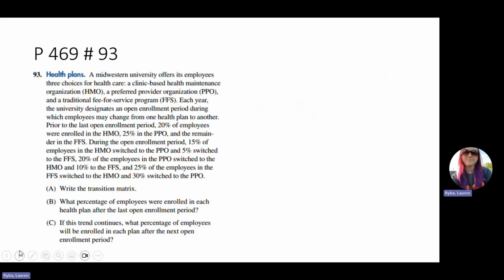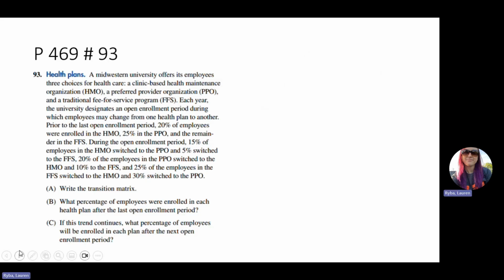A Midwestern university offers its employees 3 choices for healthcare: a clinic-based health maintenance organization, or an HMO, a preferred provider organization, aka PPO, or a traditional fee-for-service program called FFS. Each year, the university designates an open enrollment period during which employees may change from one health plan to another.